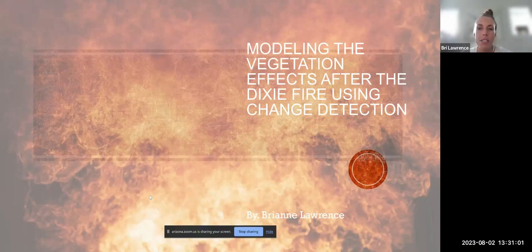Hi, I'm Bri Lawrence, and my study is modeling the vegetation effects after the Dixie Fire using change detection.